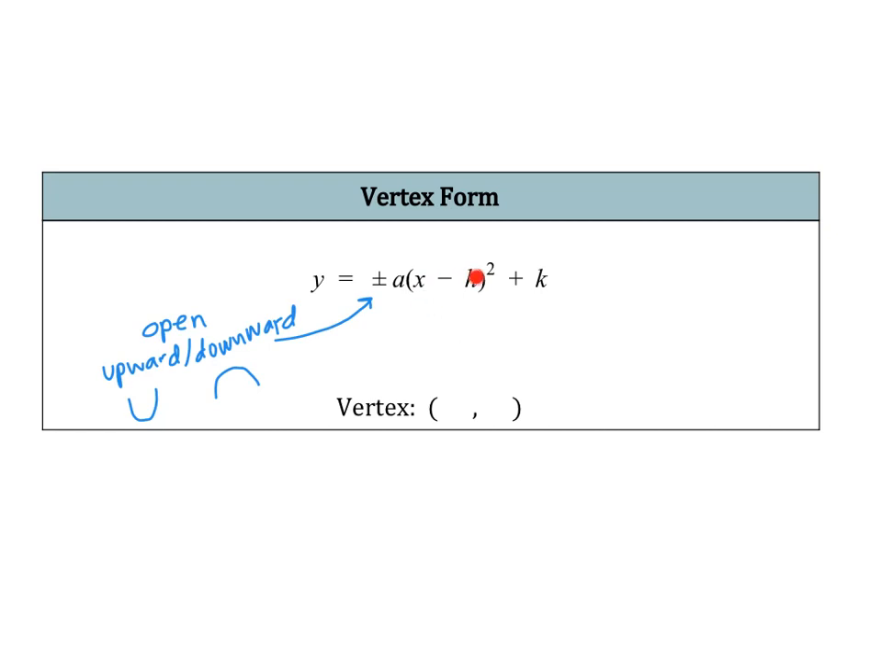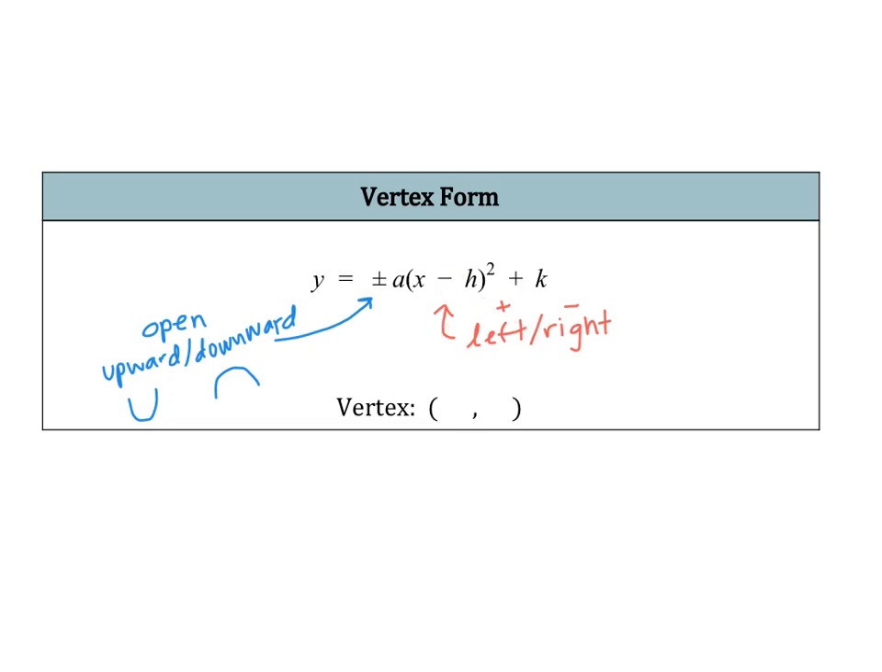Now what we learned for this h value, since it's grouped with your x, is that it tells you to move left or right. Now the little trick that we learned is that if it says minus a number, it actually moves to the right. And if it says plus a number, it actually moves to the left. So these move in the opposite direction than you would think.